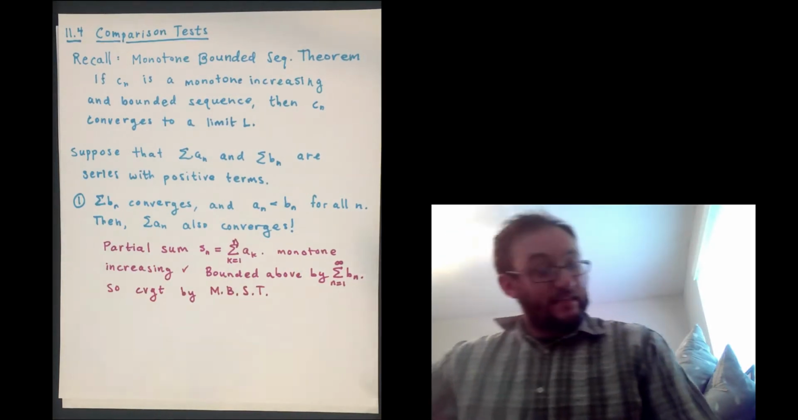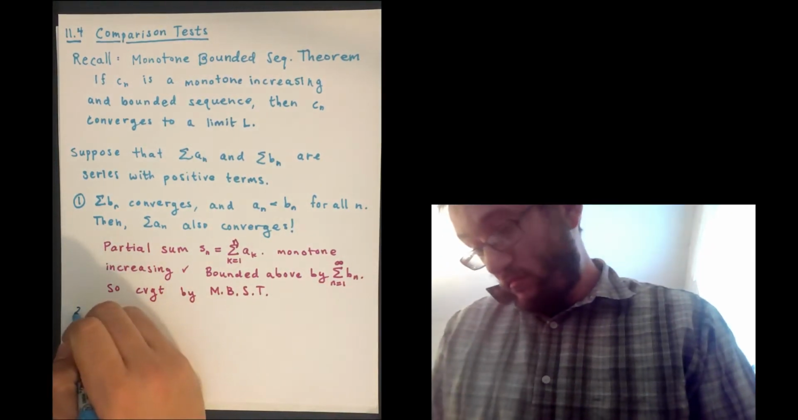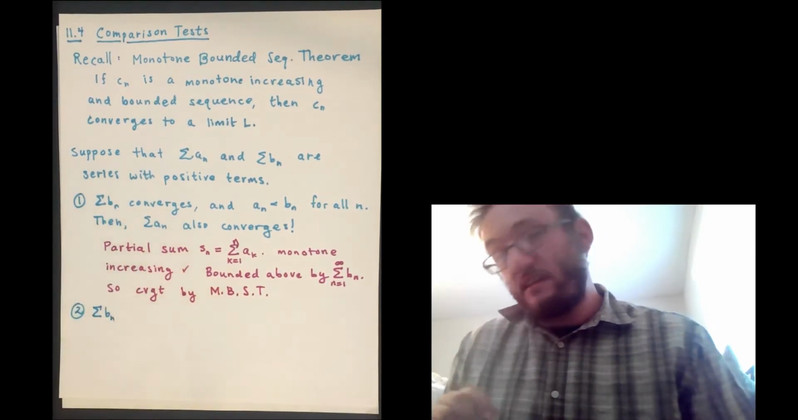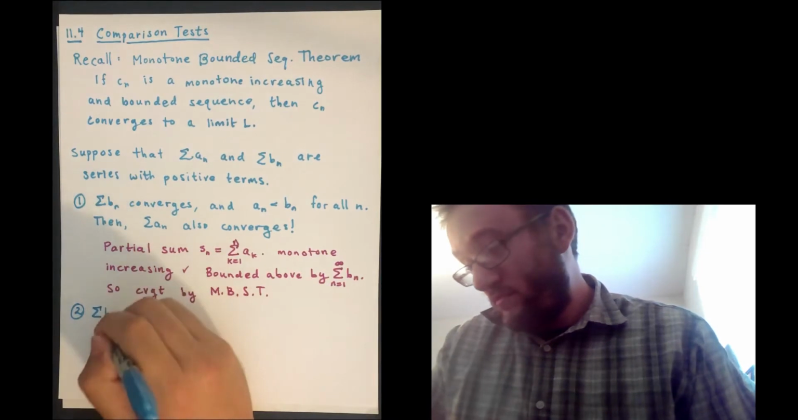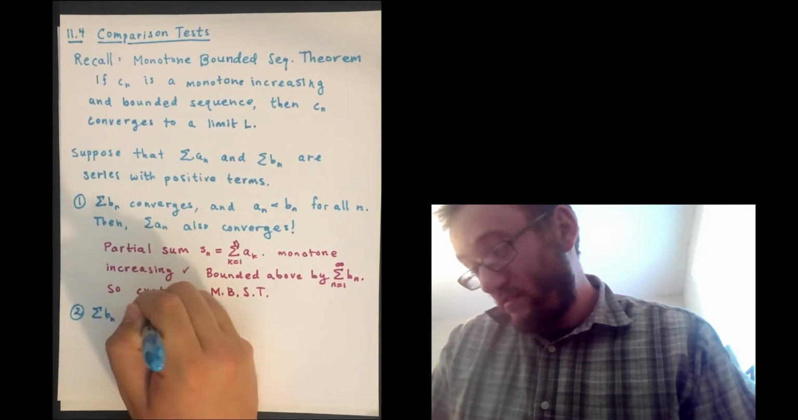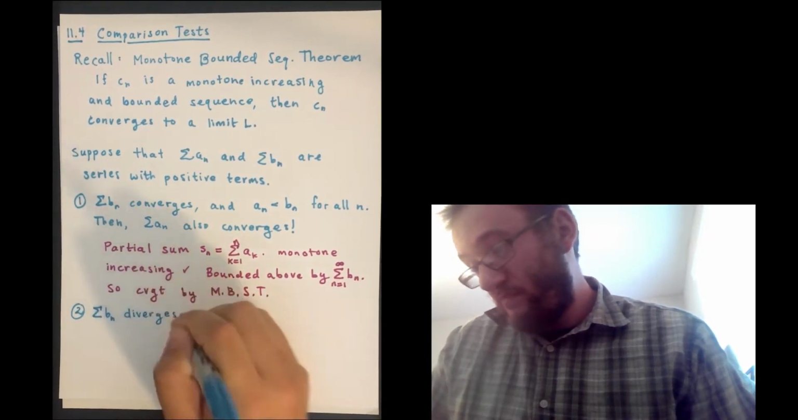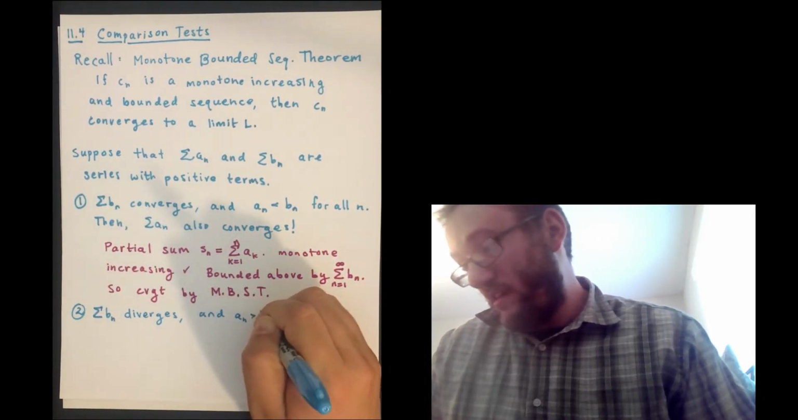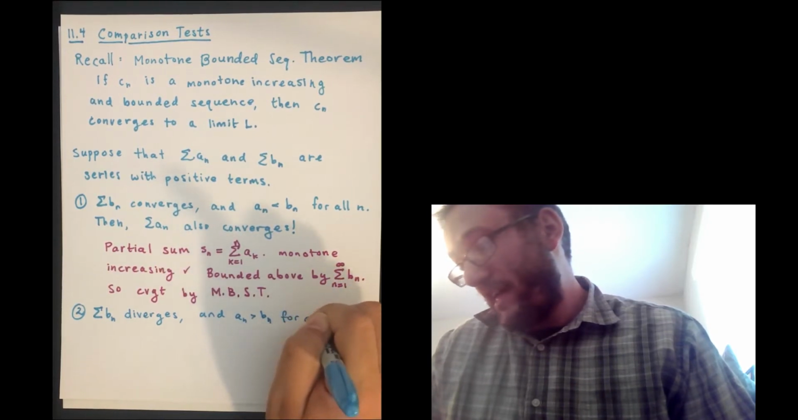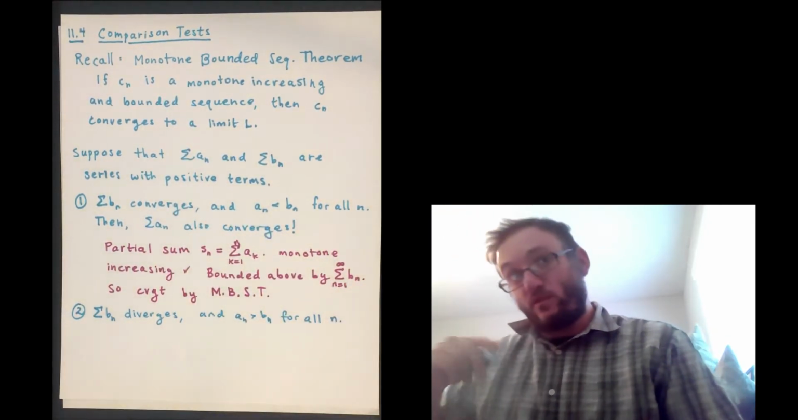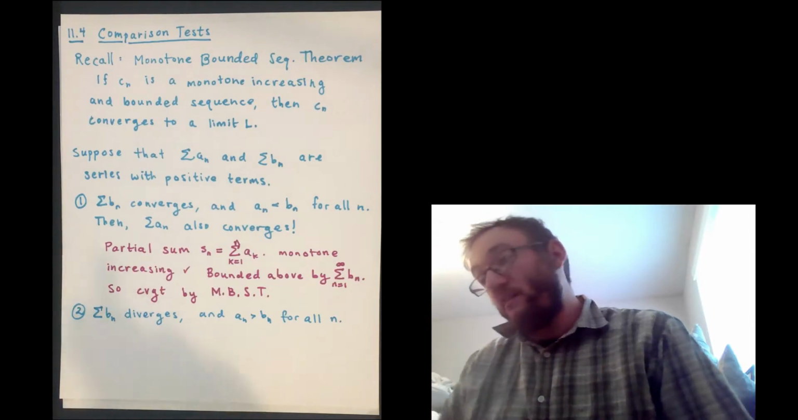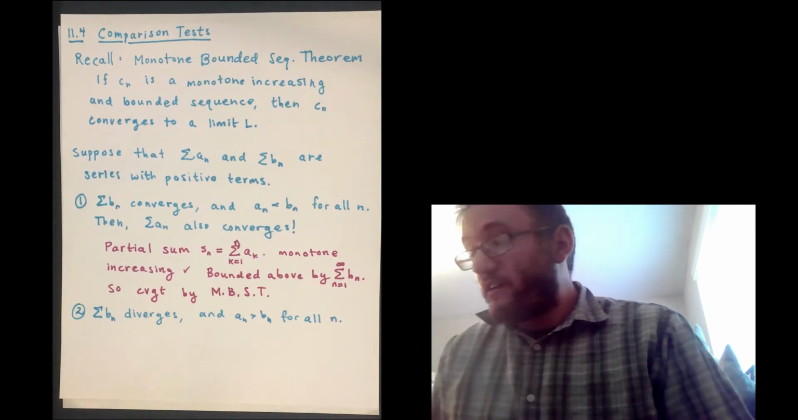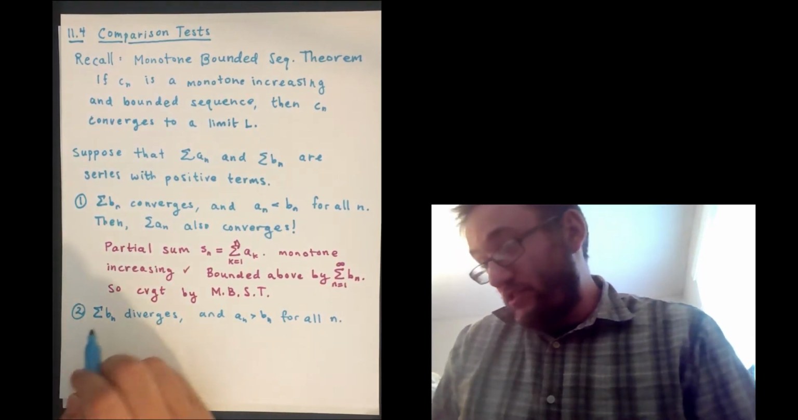Okay, what's the second case? If the sum of Bn diverges and An is greater than Bn for all n, so you have this series where the terms are getting you up to infinity, and then you have a larger series than that, term-wise larger, then that other series also diverges.